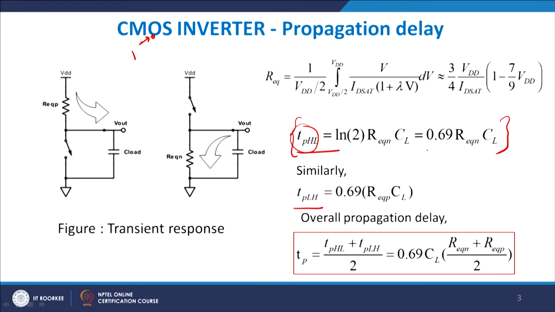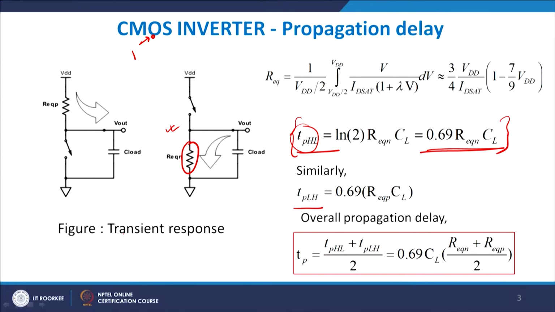We are not deriving it here, but primarily this is the equation: 0.69 R equivalent into CL. Now, what is R equivalent? In this case, for the high to low transition, R equivalent is the resistance offered by the NMOS of the inverter in its on state. Ideally it should be 0, but in reality it is never 0 because there will be some transistor resistance. As a result, TPHL will always have some finite value equal to 0.69 R equivalent into CL, where CL is the load capacitance. R equivalent is given by this formula, which you might have a look at, but it is not very critical at this stage. More important is this one.